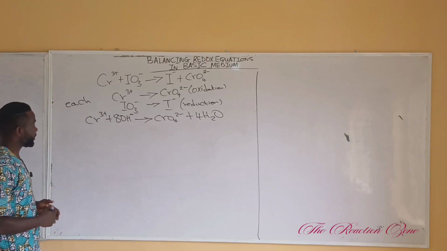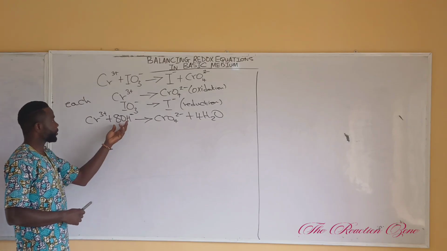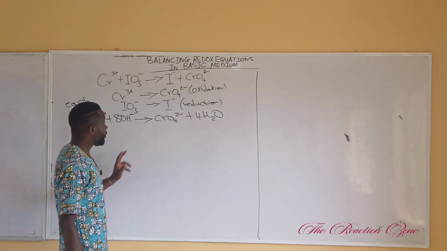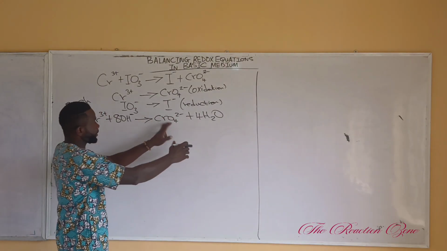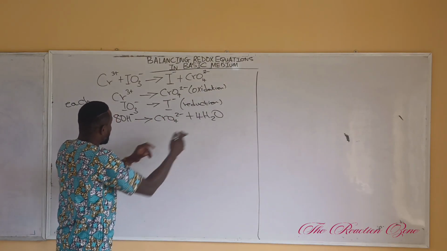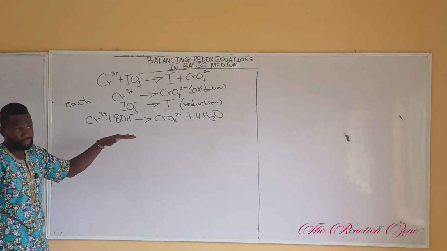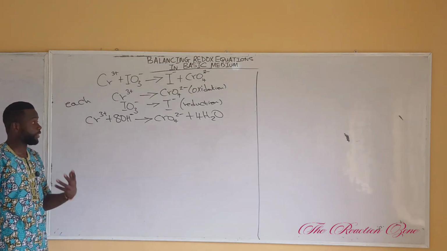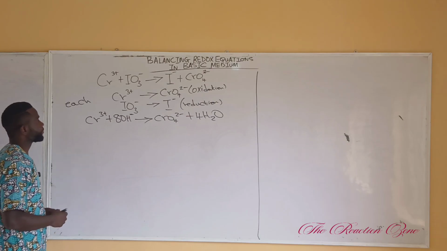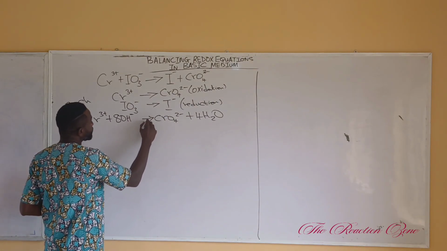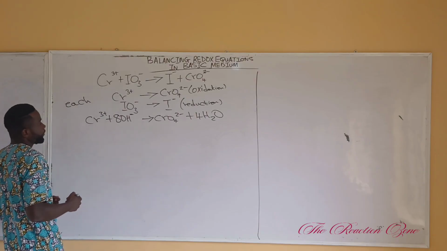So when we look at this now, the number of hydrogen atoms here is 8. The number of hydrogen atoms here is 8. The number of oxygen atoms on the right hand side is 8, 4 plus 4. And the number of oxygen atoms here is 8. So both atoms, oxygen and hydrogen, are balanced. Having done this, the next thing to do is to balance the charges.